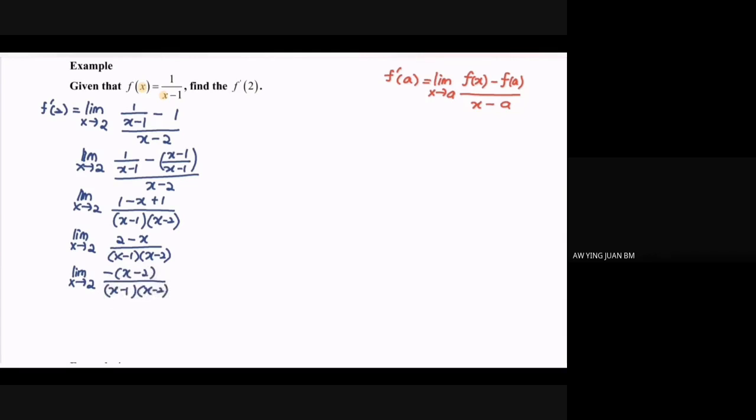Finally, we will have limits when x approaching 2, negative. We can simplify x minus 2. So, limits when x approaching 2, negative 1 over x minus 1. By substituting the value 2 minus 1, we will have 1. Finally, f prime 2 will be equals to negative 1.